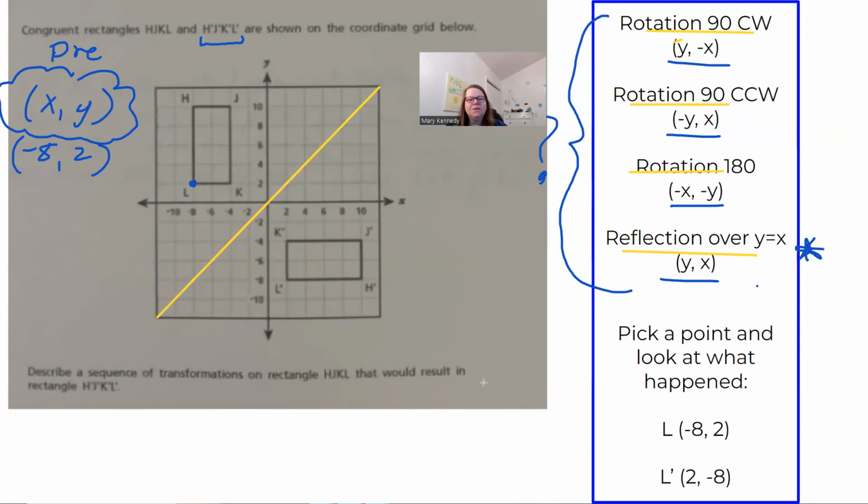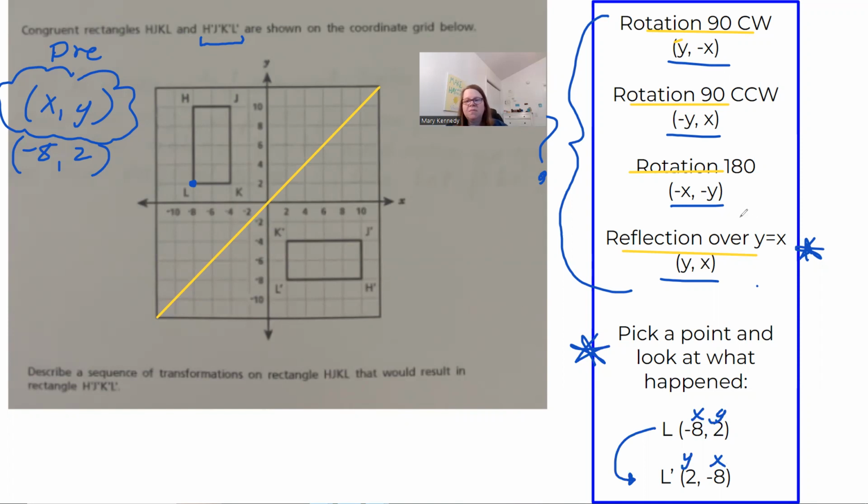So based on that, I would say, do this: pick a point and look at what happens. So if L was at -8, 2, that was the pre-image, but then the image is at 2, -8. Think about this is X and this is Y. Now -8 is at the end, so X is at the end and Y, 2, is at the beginning, and the signs are the same, right? -8 is still -8, 2 is still 2. It didn't change to -2. -8 did not change to +8.